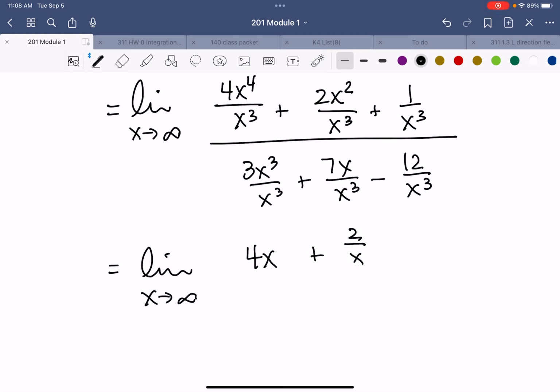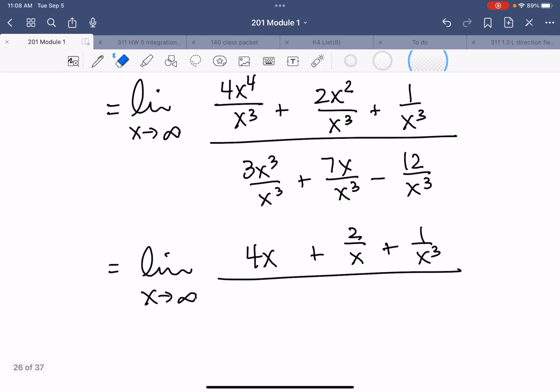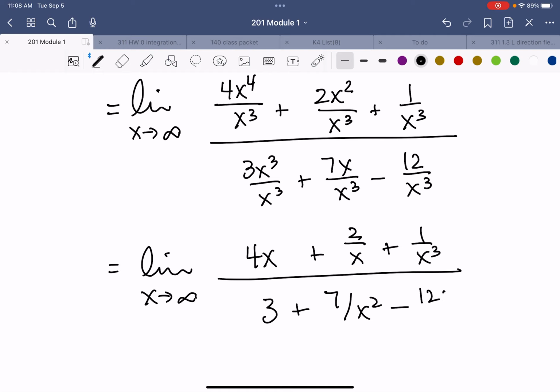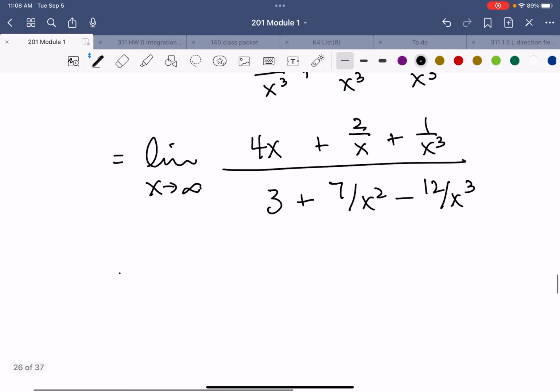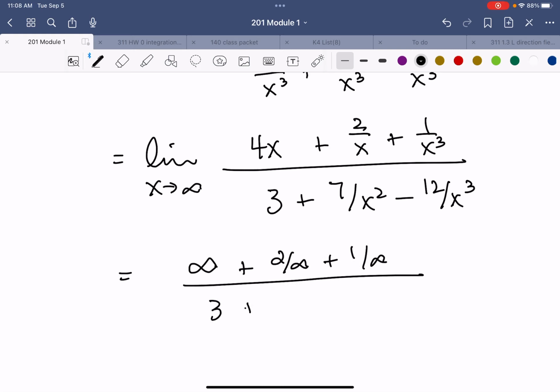a 2 over x in the second term, and a 1 over x cubed. In the denominator, the x cubes cancel, and I get just a 3, plus 7 over x squared, and 12 over x cubed. Now I can go ahead and plug in my limit. So 4 times infinity is infinity. And then we have 2 over infinity plus 1 over infinity. 3 plus 7 over infinity minus 12 over infinity.